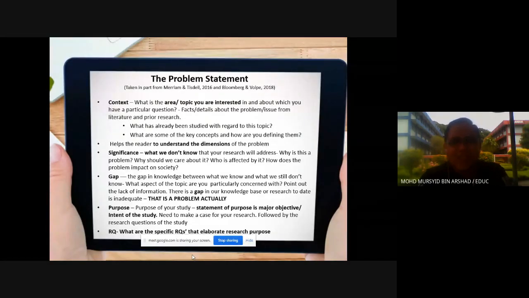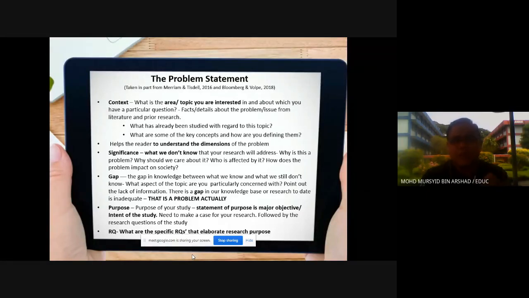That's how you write down the gap. So how long do you write the gap? You write it in one paragraph or maybe two paragraphs. It's okay. But the flow starts from the practice gap, research gap, and theoretical gap. The last paragraph would be the purpose of your study. In qualitative research, we don't use the terminology objective. Objective is a terminology used in quantitative research, because in quantitative research, at the end of your study, you need to address the objective.